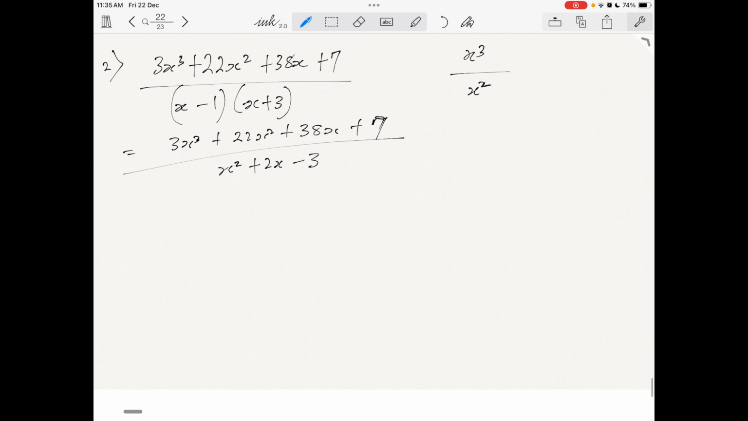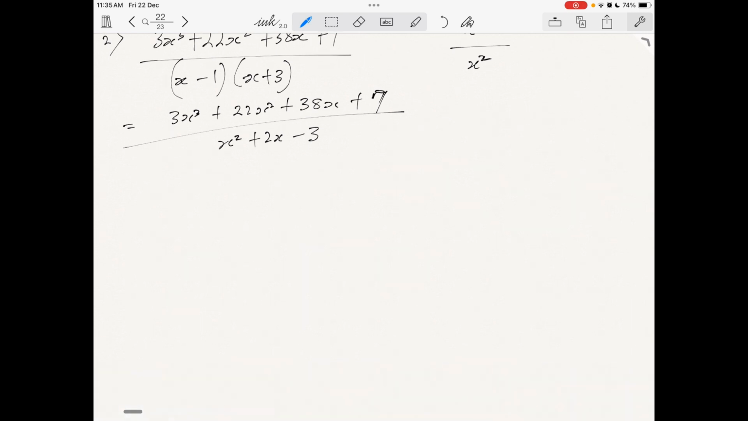Okay, now let's perform polynomial division. Our dividend is 3x raised to power 3 plus 22x squared plus 38x plus 7, and our divisor is x squared plus 2x minus 3.